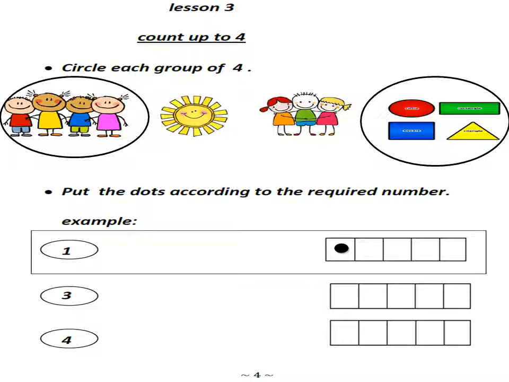So I will put 1, 2, 3. And the last question here, he asked me to put 4 dots. So I will put 4 dots. 1, 2, 3, 4.